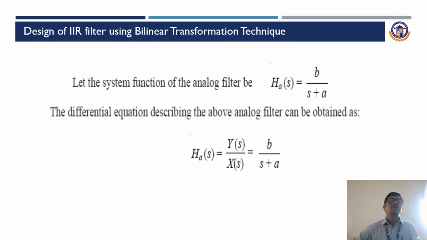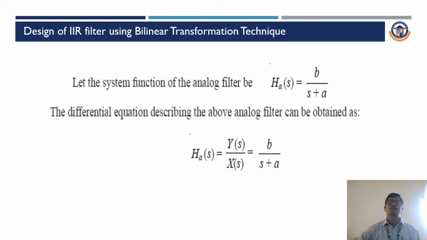In designing an IIR filter, we are using the bilinear transformation method. Let us consider the system function of an analog filter, H(s) = b divided by (s + a). The numerator gives the zeros and s + a gives the poles. This is described by a differential equation, expressed as H(s) = Y(s) divided by X(s) = b divided by (s + a).